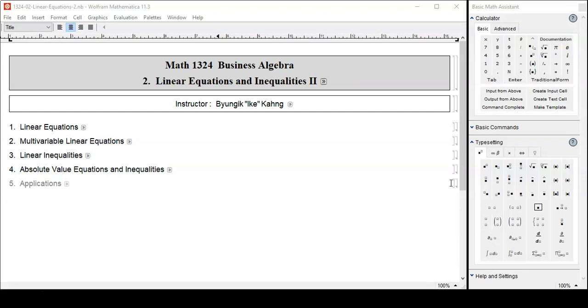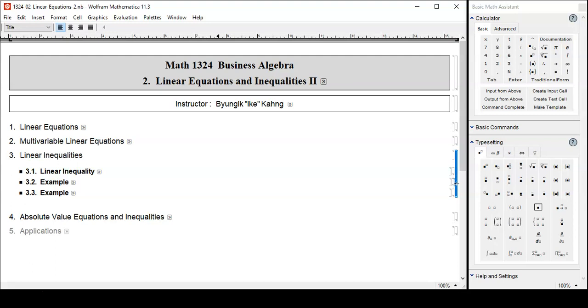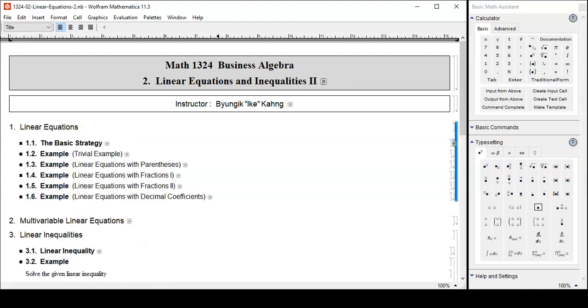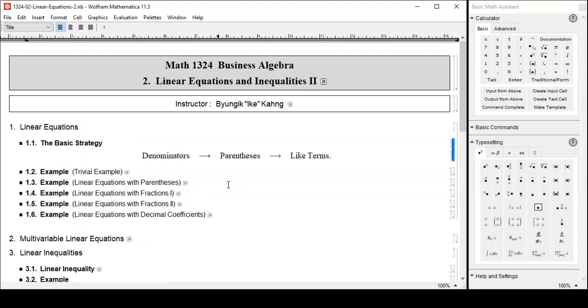Hello students, welcome back. Let's resume section 3. Previously, we went through the standard linear inequalities like these using the same technique as before. Same basic strategy: denominators, parentheses, like terms.